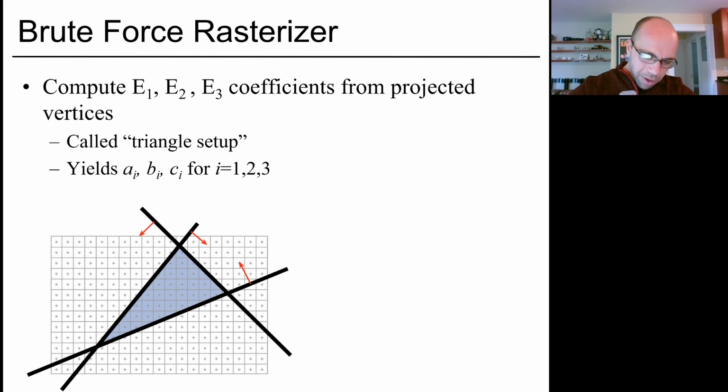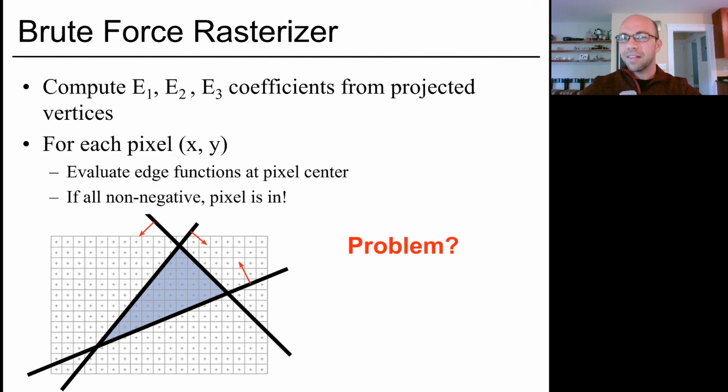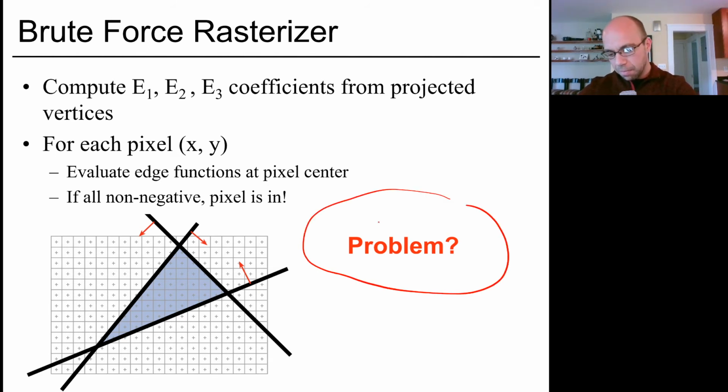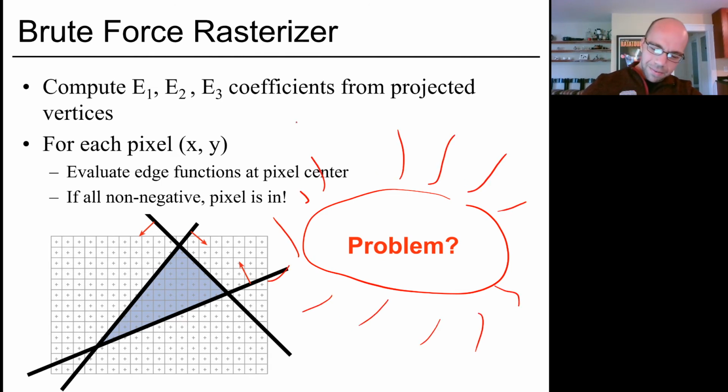Oh, I'm sorry. The triangle setup step is the step where you generate the equations of the lines of the triangle. And then the actual rasterization step is the one that fills in the insides. Now, I've used this phrase brute force, and I mean it. In particular, there is a big problem. I'm going to circle it with flashing lights here. And what's that problem? Well, remember that our typical 3D scene has a ton of triangles. And now we have to loop over every single pixel on the screen.